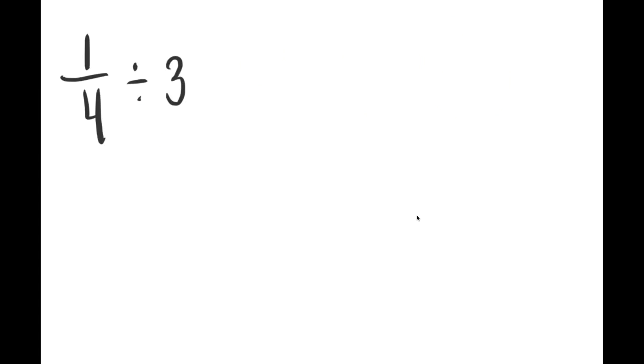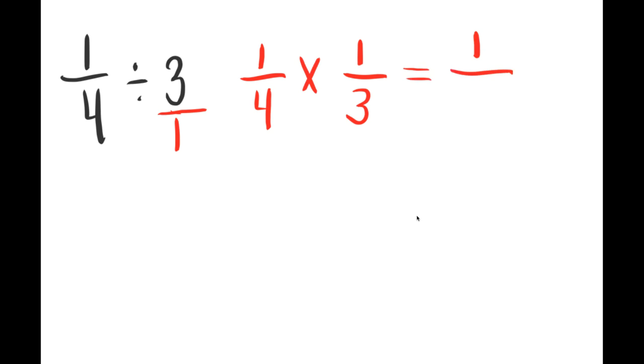Okay, how about this problem? 1 over 4 divided by 3. Keep the first term. Put our whole number over 1 and then flip it. And then change our sign. So 1 times 1 is 1, all over 4 times 3 is 12. And there we go.